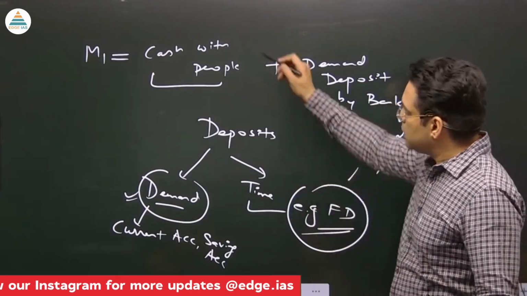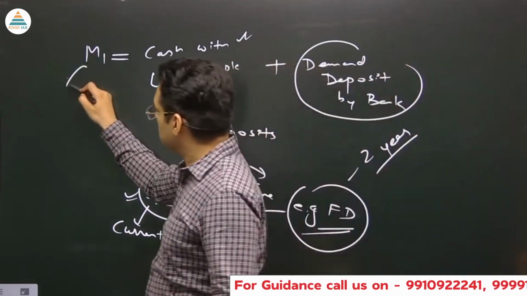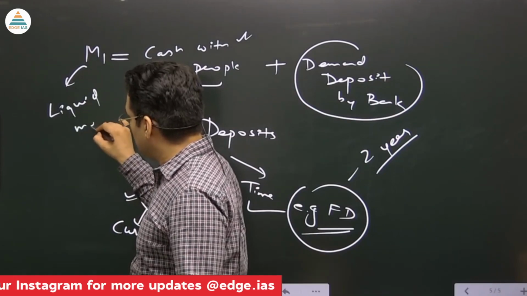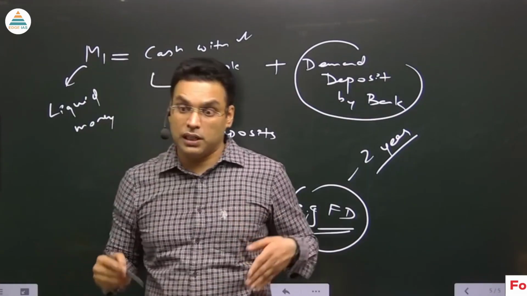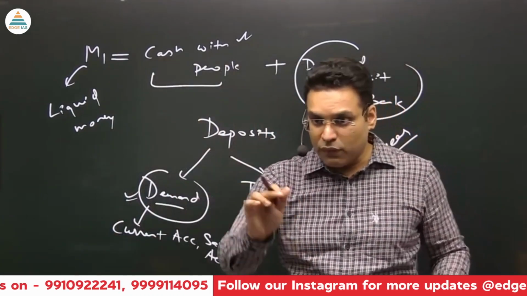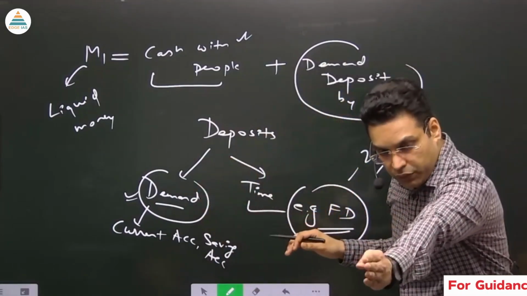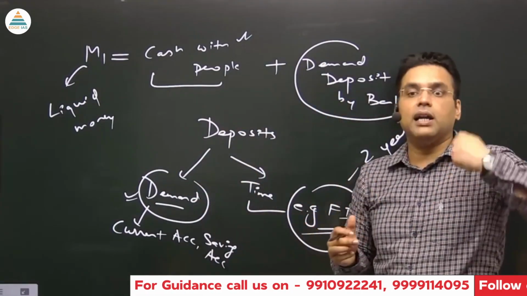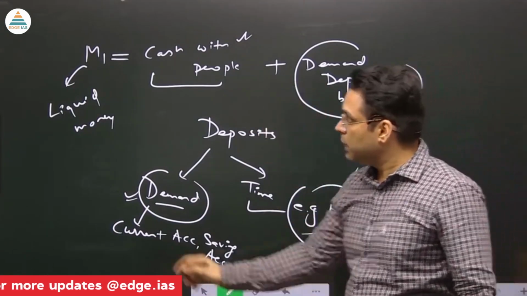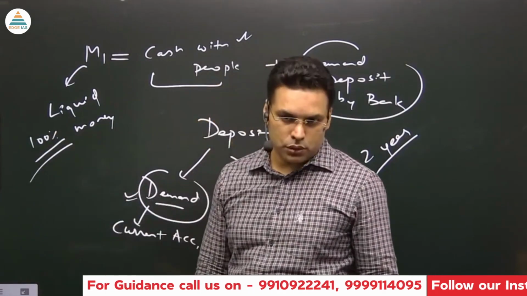Now, M1 means the cash with people and demand deposit, which means this M1 is liquid money. What is liquid? Liquid money is money which you can use immediately, right away. Liquid money मतलब तुरंत use कर सकते हैं. You have cash in hand, you can use it immediately. You have a bank deposit, you go to the ATM, withdraw money and use it immediately. So M1 is liquid money. Liquid money means almost 100% liquid.